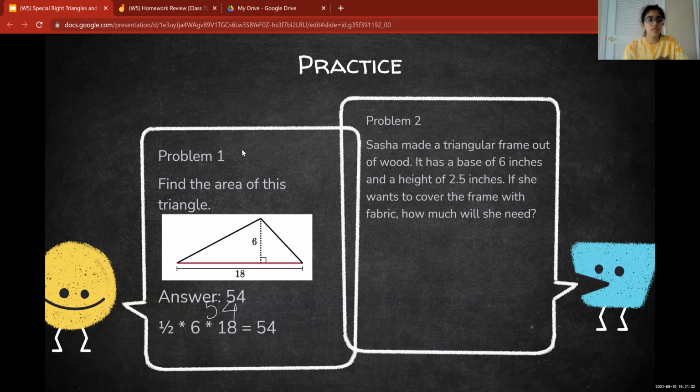Okay, problem number 2. Sasha has made a triangular frame out of wood. It has a base of 6 inches and a height of 2.5 inches. If she wants to cover the frame with fabric, how much will she need? So in the chat, type your answer. Remember, this is just another way of saying find the area of this triangle.